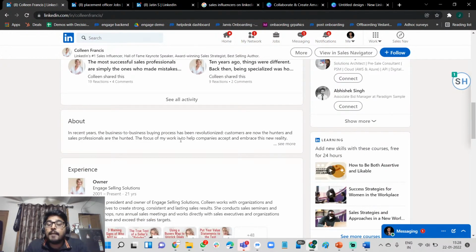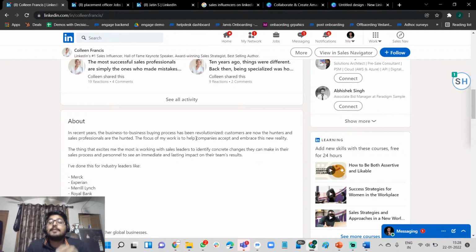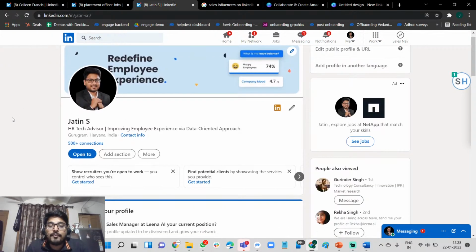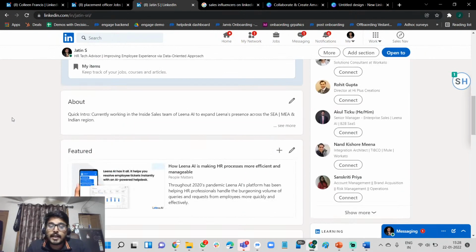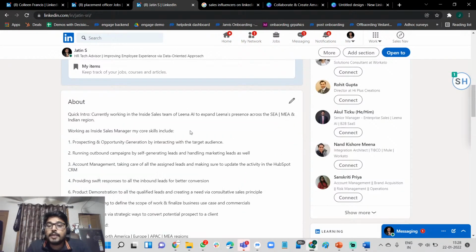Then we have the about section. LinkedIn about is something that will make or break the game. Make sure you have all the possible keywords around your respective profile in your LinkedIn about. You can create a story as well. If I show you my own LinkedIn profile, I have mentioned all the important keywords in my LinkedIn about that are related to a sales profile.